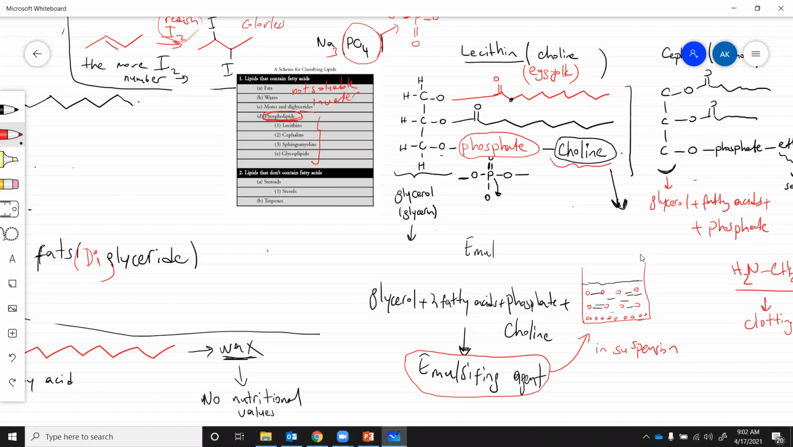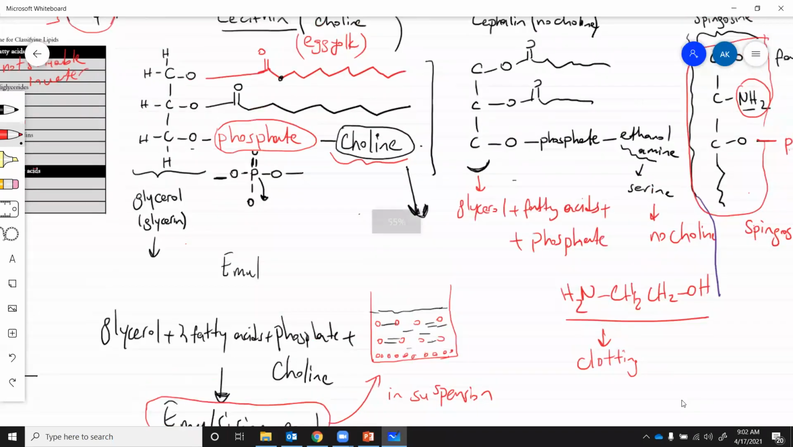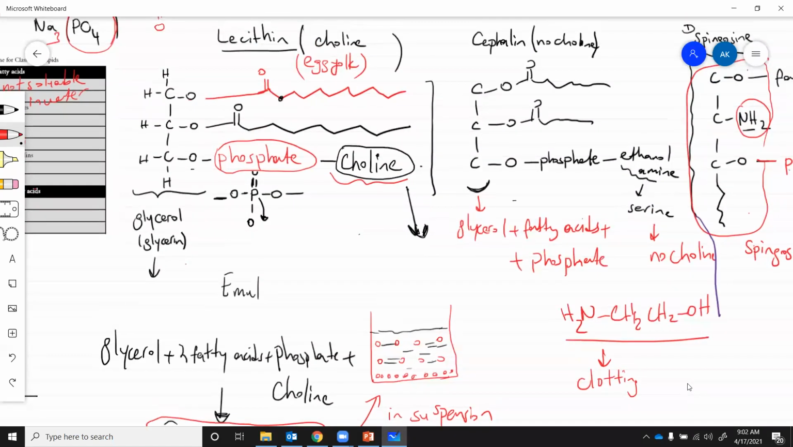Okay, good. So now, we've done the lecithin. What about the cephalin? Okay, we're done with the lecithin, so let's move on to cephalin. And cephalin is the same thing. As you can see, I had a drawing. It's going to save us some time.